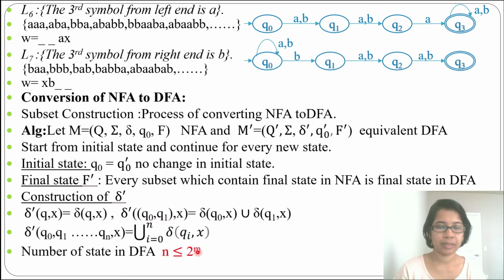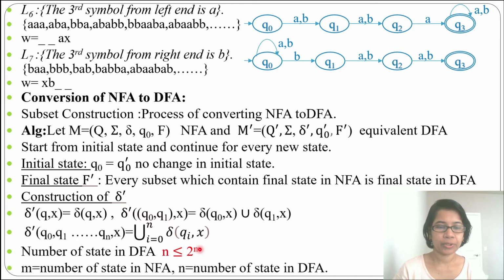In an NFA, if there are m states, then in the case of a DFA it will be less than or equal to 2 power m. So here m is the number of states in the NFA, n is the number of states in the DFA. N is less than or equal to 2 power m: the number of states in the DFA is less than or equal to 2 power the number of states in the NFA. This is important, just remember this.